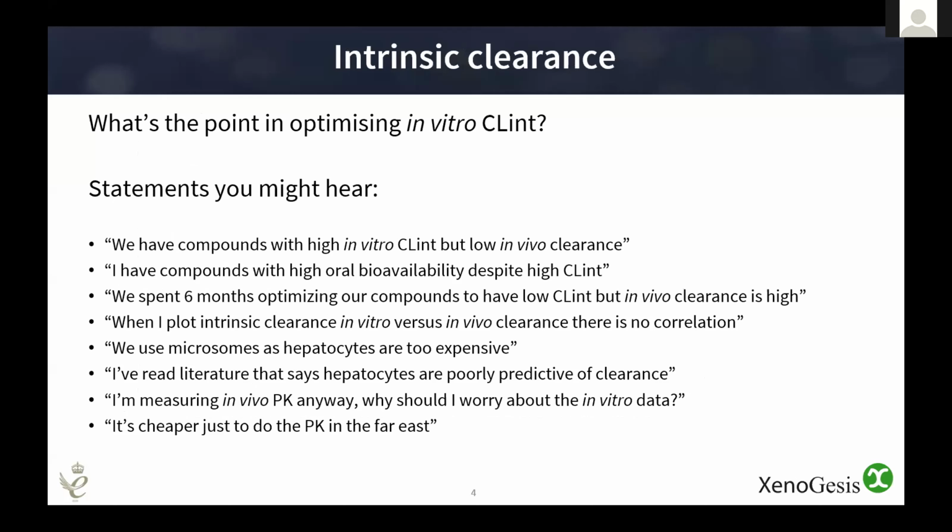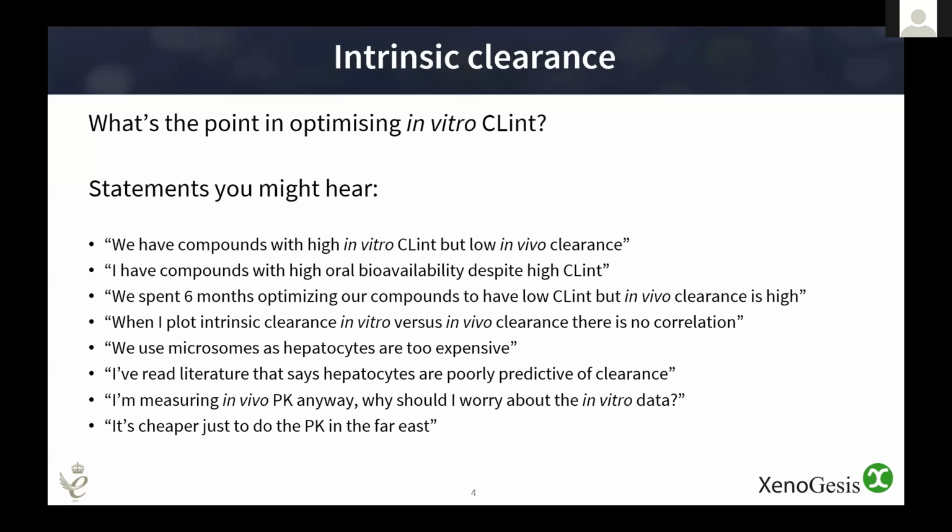So, intrinsic clearance. What's the point of optimizing it? Some of these are statements that I've heard over the years and repeatedly hear. For example, we have compounds with high in vitro clearance but low in vivo clearance. I have compounds with high oral bioavailability despite high Clint. We spent 6 months optimizing our compounds to have low Clint, but we go in vivo and the clearance is very high.